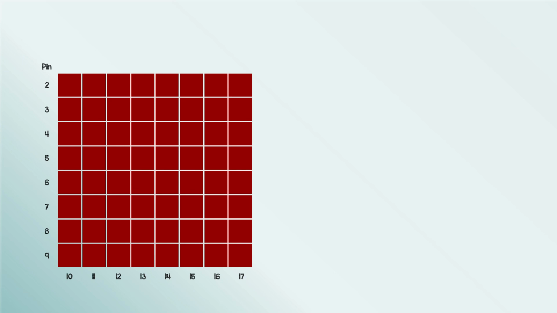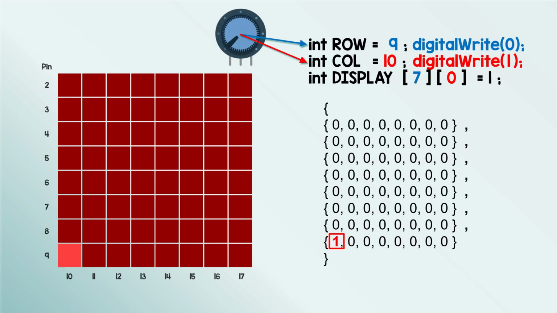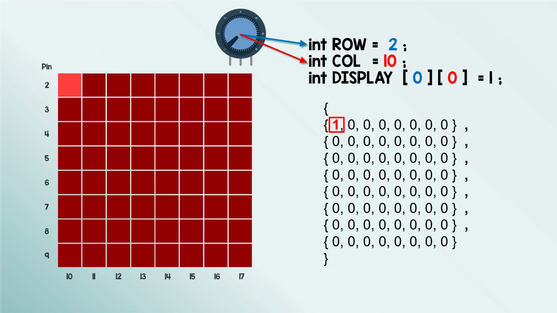So just to show you an example from the pot values, here we've got the row equals 9 and col equals 10, and this relates to the display array position 7, 0. We're going to write a 1 to that if we want to light up this LED. Then when row is 2 and the col integer is 10, that's referenced by the display array element 0, 0. Now we've got 0, 7, and finally for the bottom right, row is 9, col 17, and that's display element 7, 7, which needs to be 1 to light the LED up.